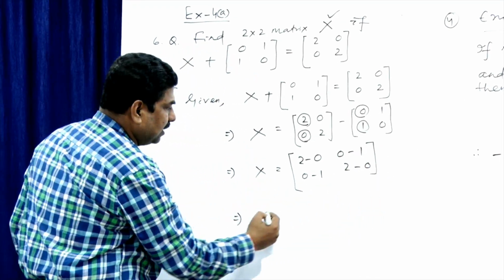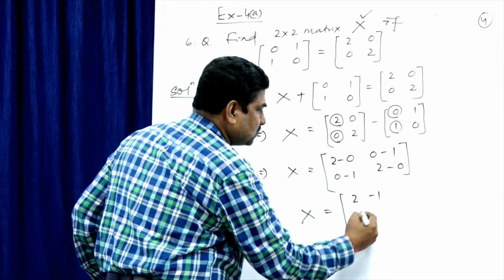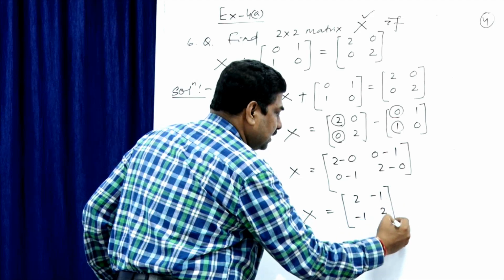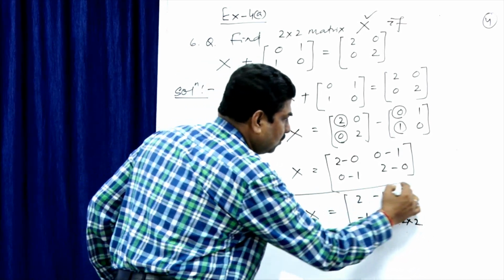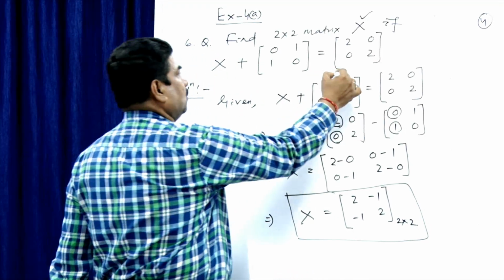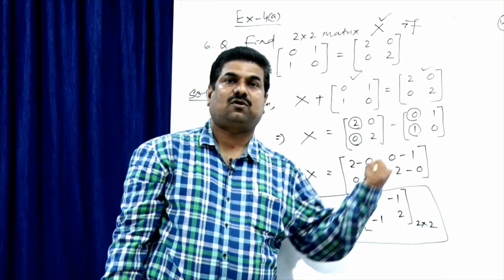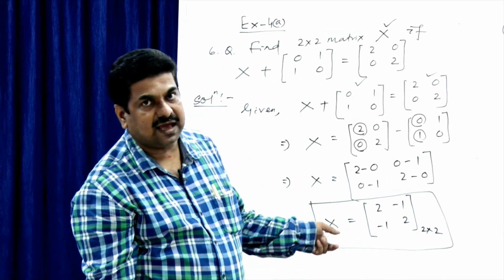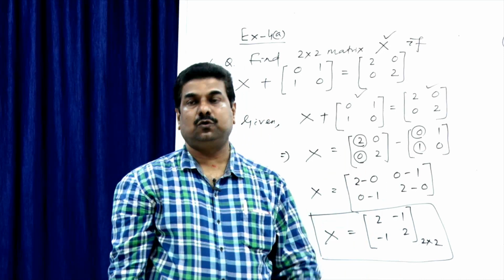Then what will be the value of X? X is the matrix [2 -1; -1 2]. This is of order 2 by 2, and the given matrices are also of order 2 by 2. So the required matrix X is equal to [2 -1; -1 2].